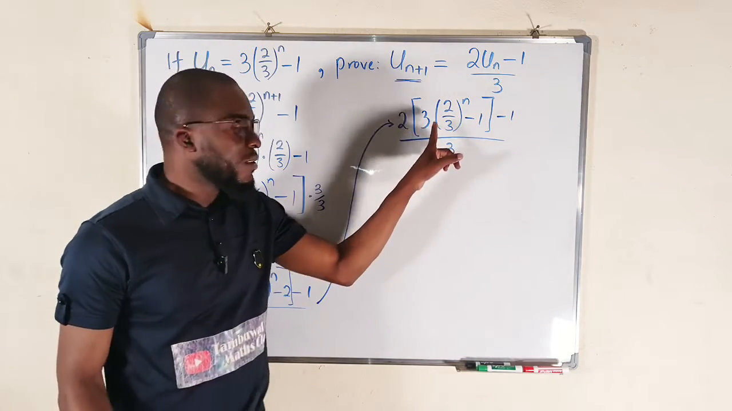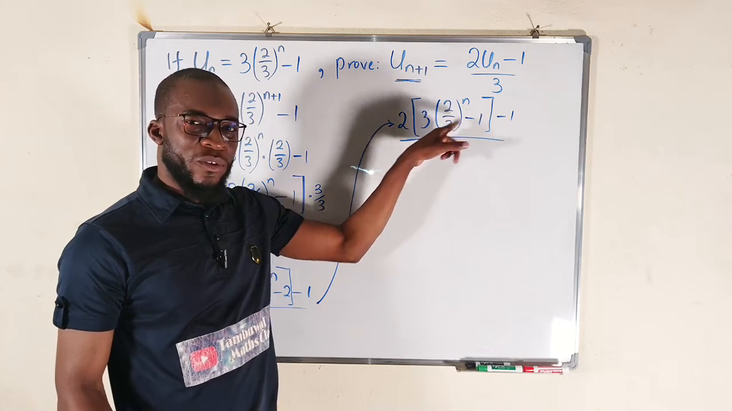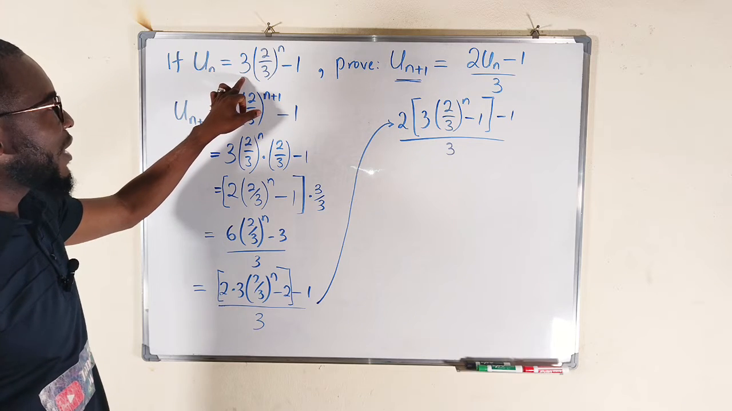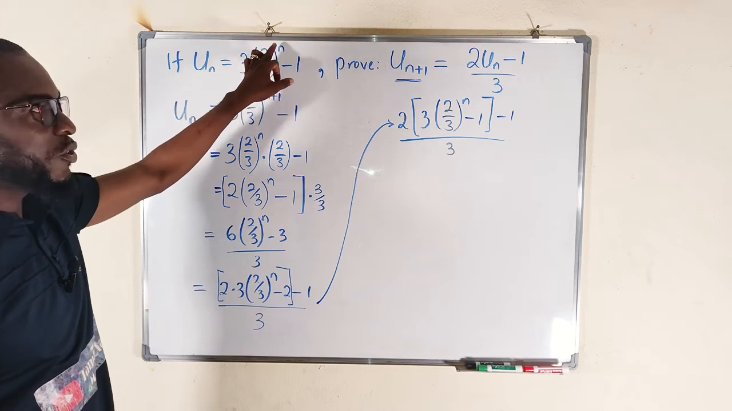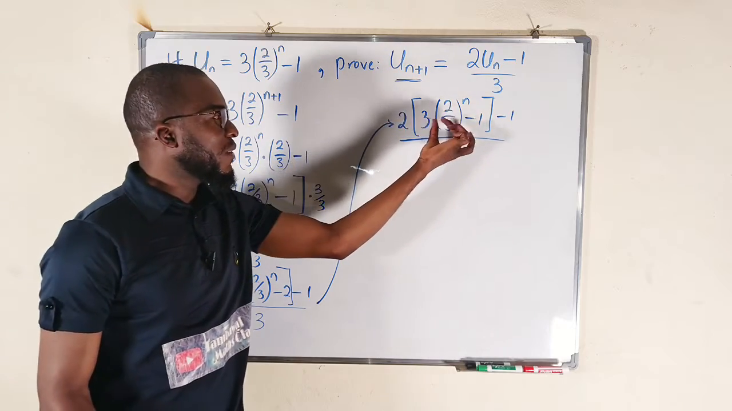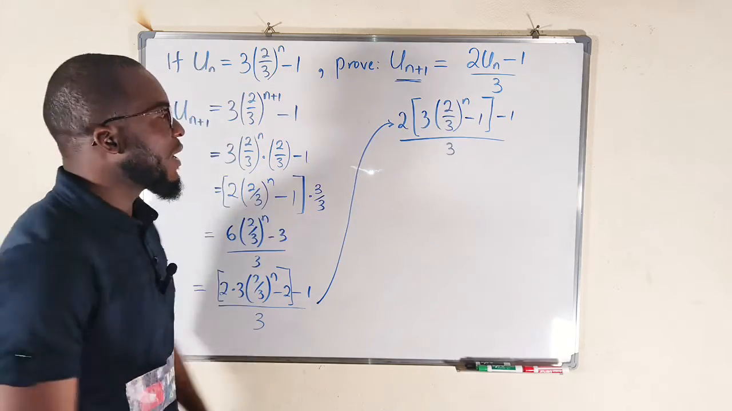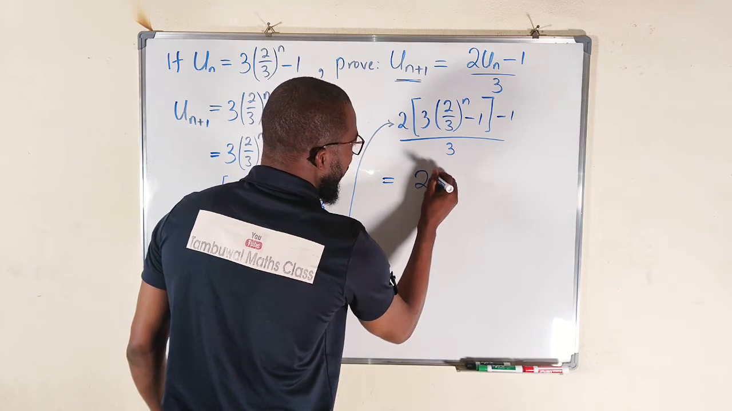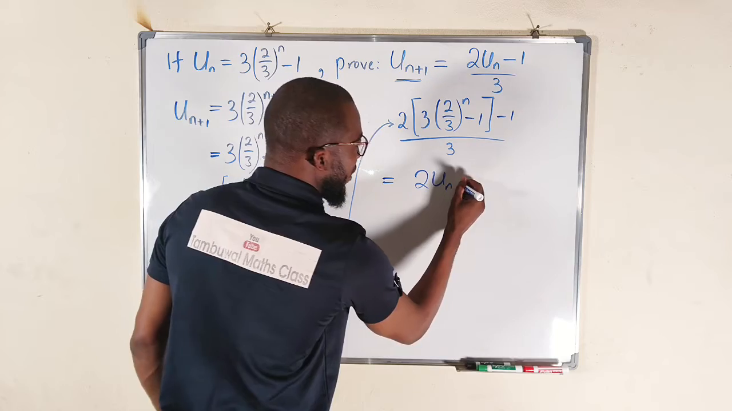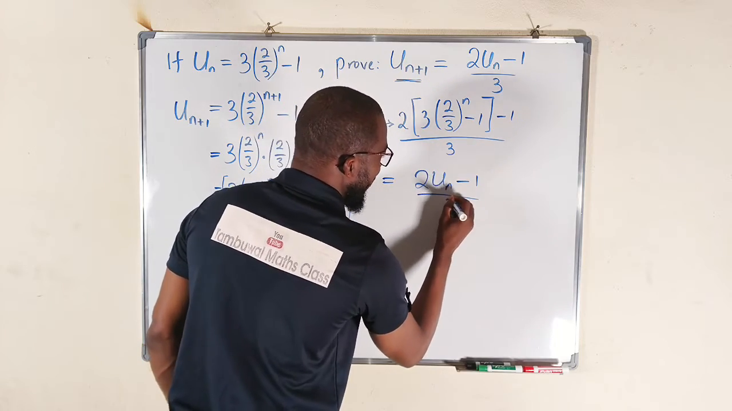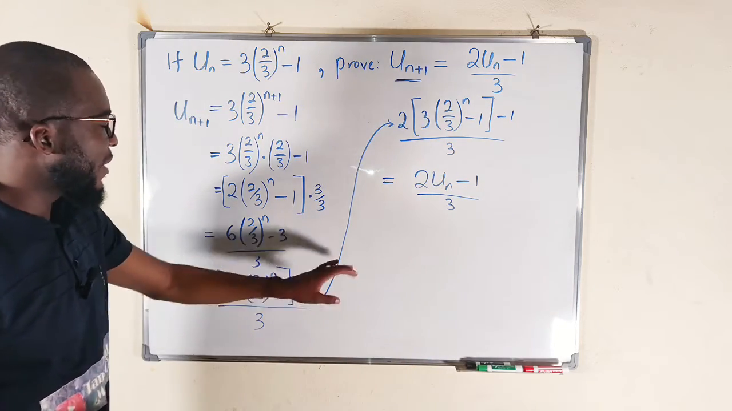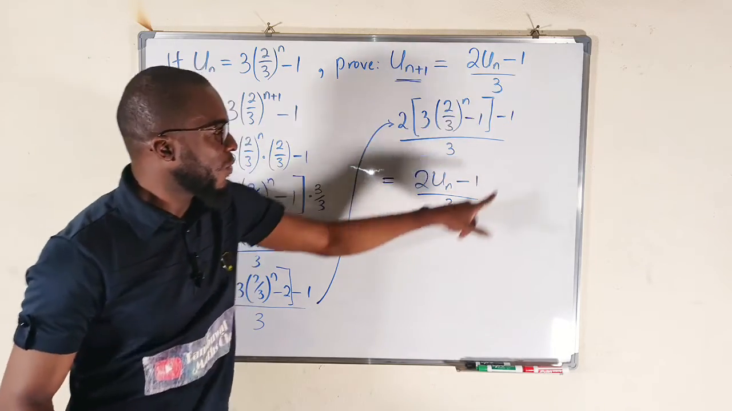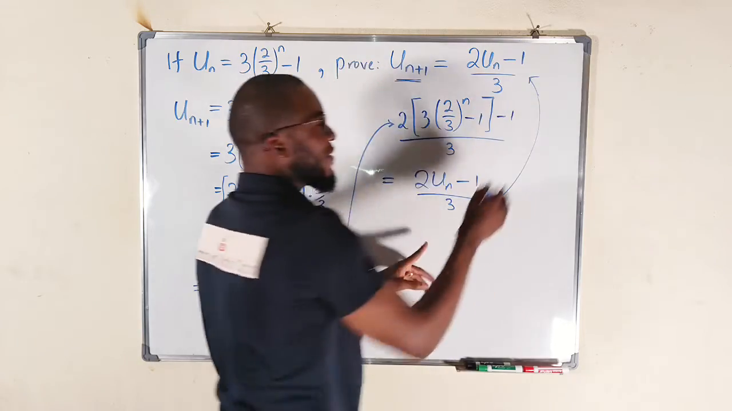So what can you remember about this expression? 3 multiplied by (2/3) to the power of n minus 1 is exactly U_n. You see that? So we replace this with U_n, giving 2 times (U_n minus 1), then divided by this 3. And hence, we have just shown that the whole of this expression is the same thing as this. We have shown that they are exactly the same.